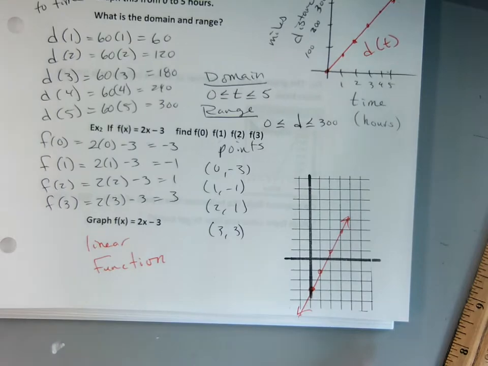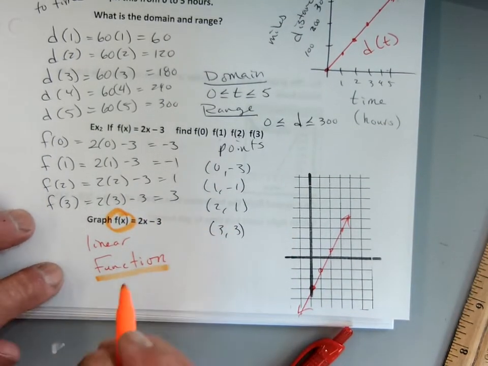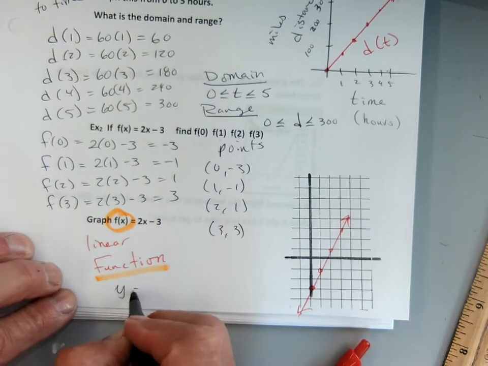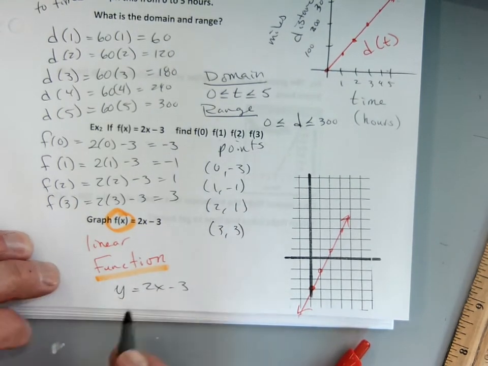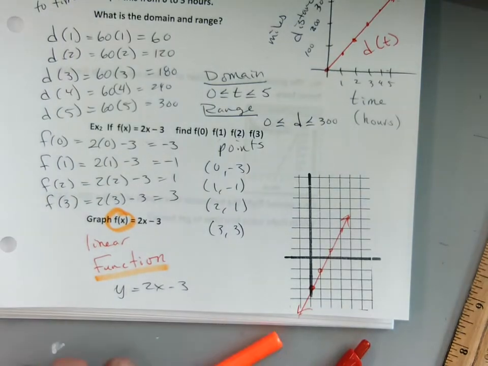And that's why I used f of x. Do you see that instead of y? Because it is a function. Now you can use y. Some kids just don't like the f of x. It's kind of the same thing as y equals 2x minus 3, because Bailey said the f of x means the y, doesn't it? Okay, good job. Thumbs up. How am I doing? Okay, turn the page.